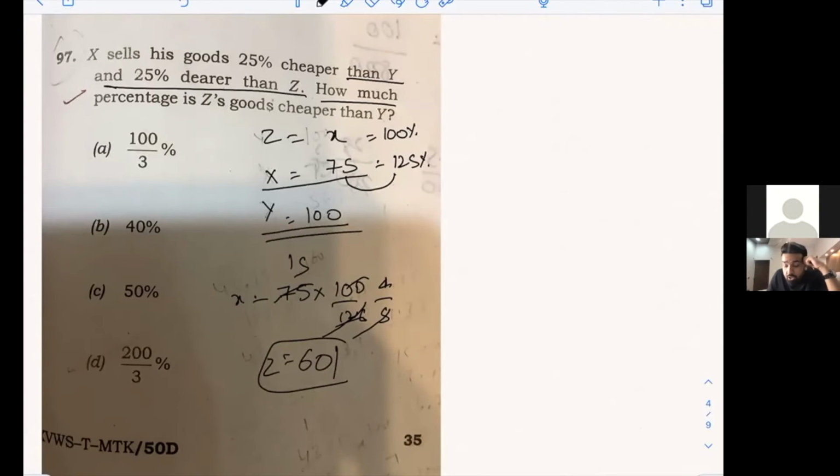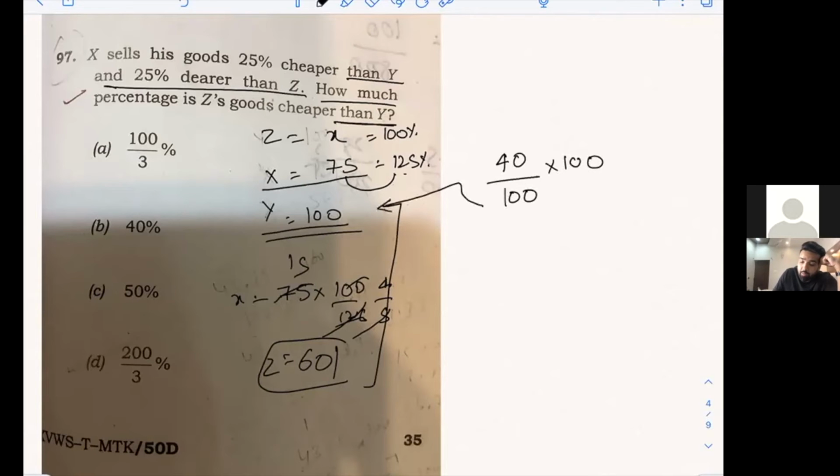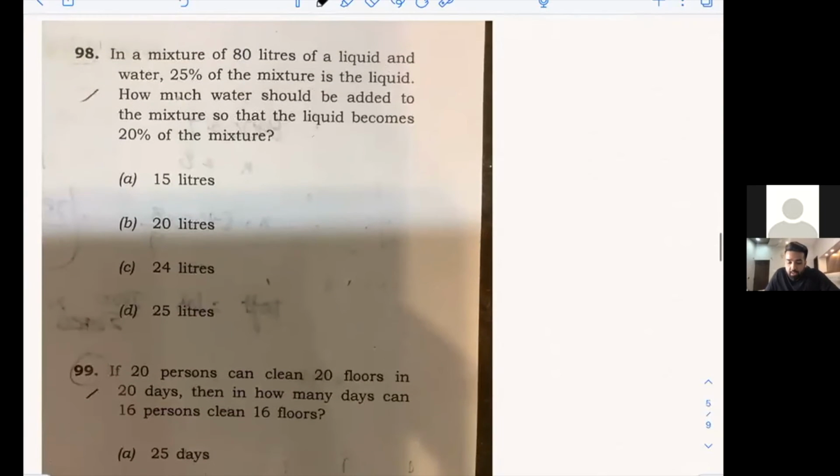How much percentage is Z's good cheaper? Z के कितने फर्क है 100 Y से, 40 अपॉन Y का एक्चुअल नंबर 100 into 100. Cheaper than Y का मतलब है divided by Y. एंड कितना चीपर है, 100 minus 60, 40 upon 100. So answer is 40%.